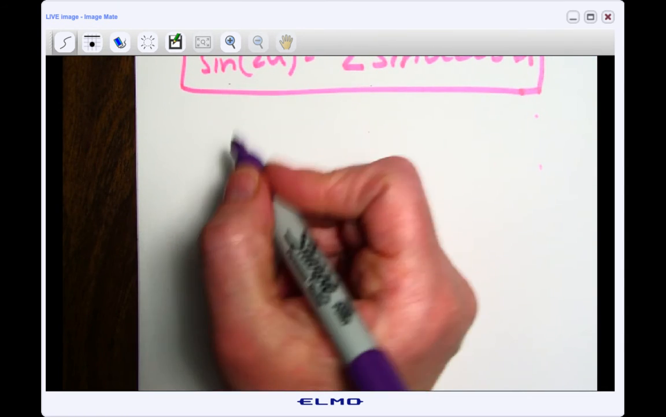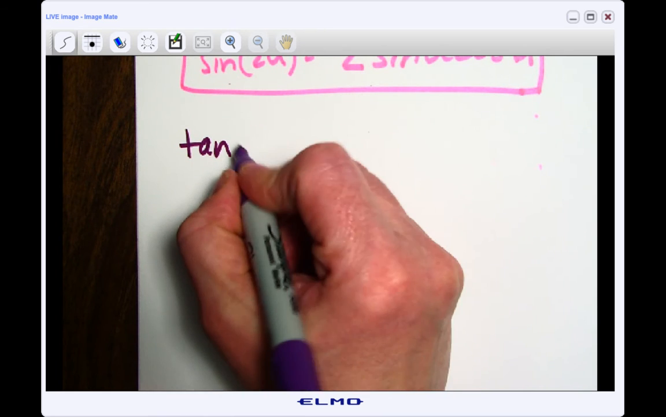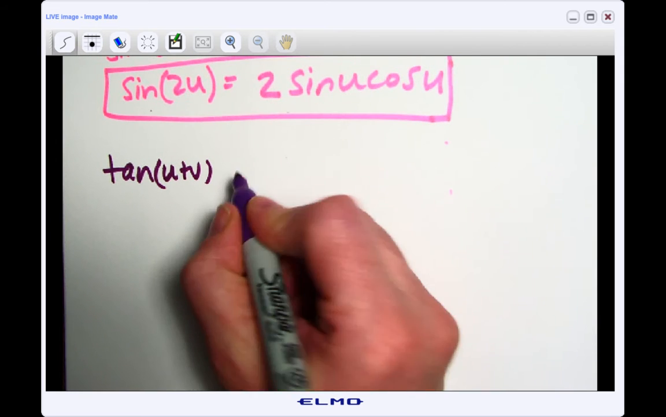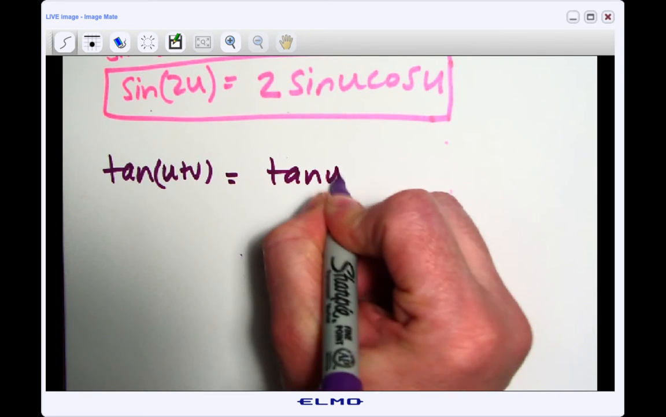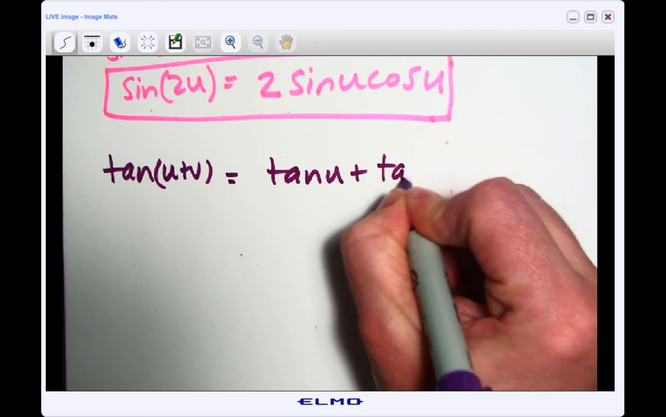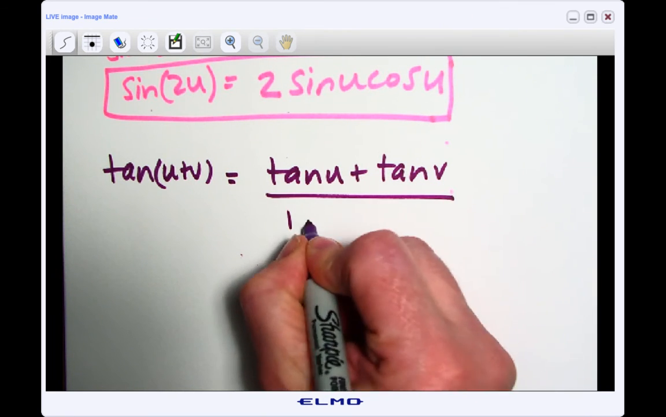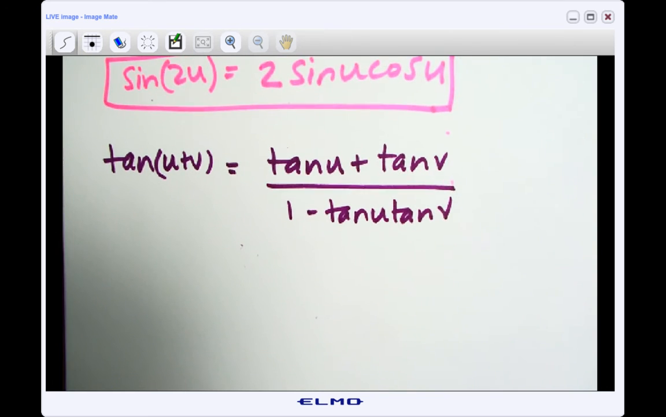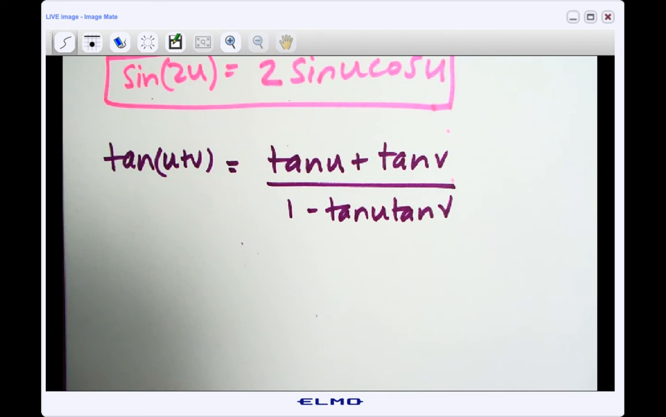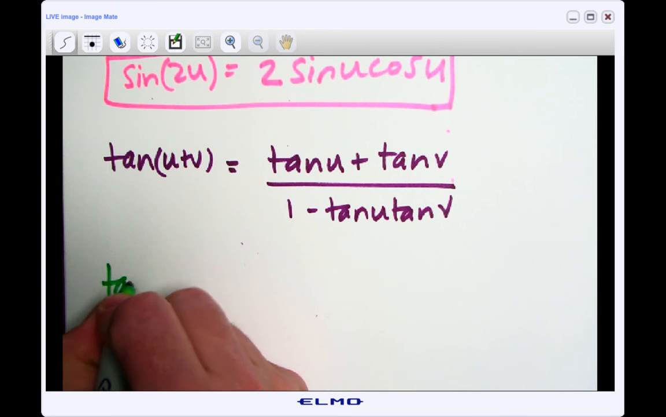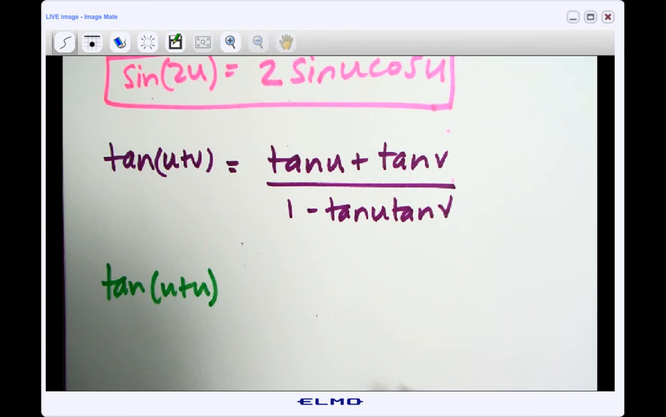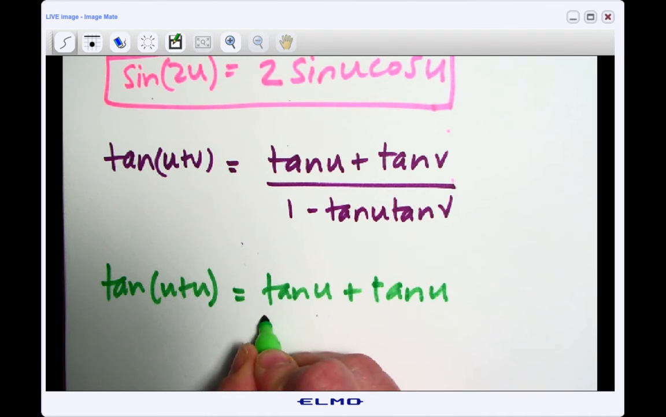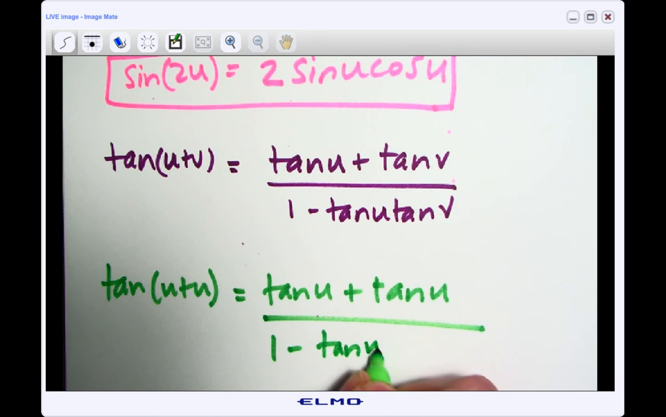The last one would be tangent of u plus v. We'll write tangent of 2u in a second, but tangent of u plus v, we all remember, is tan u plus tan v over 1 minus tan u tan v. We saw those in our other video. And from here again, I'm just going to replace it with tan of u plus u, and that's going to be tan u plus tan u over 1 minus tan u tan u.